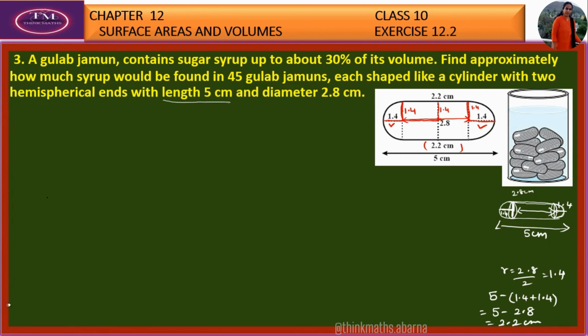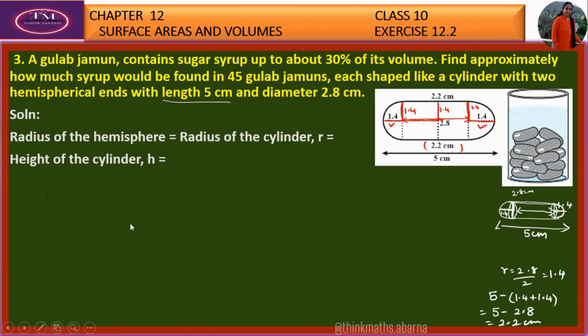So let us start writing the solution. Radius of the hemisphere and radius of the cylinder is nothing but 2.8 by 2, which is 1.4 centimeter. Both their radii are the same. Now height of the cylinder: from the total height 5, we have to take out the heights of the hemispheres, which are both 1.4. So it is 5 minus 2.8, which is 2.2 centimeter. So this is the dimension of the gulab jamun.